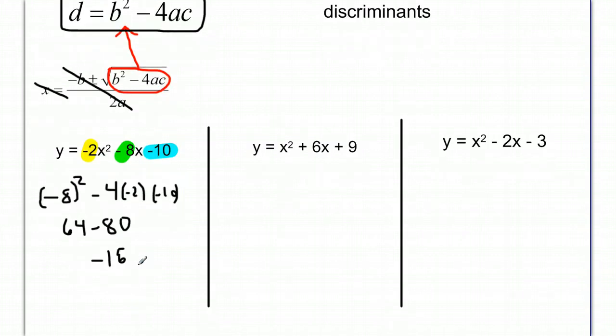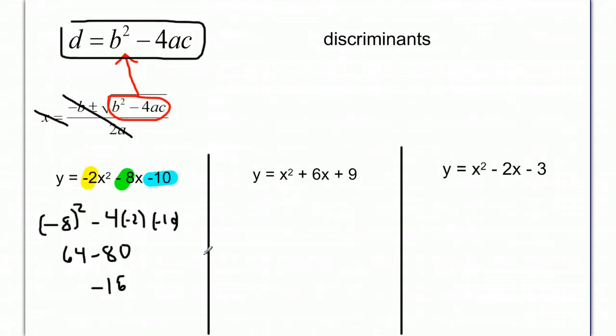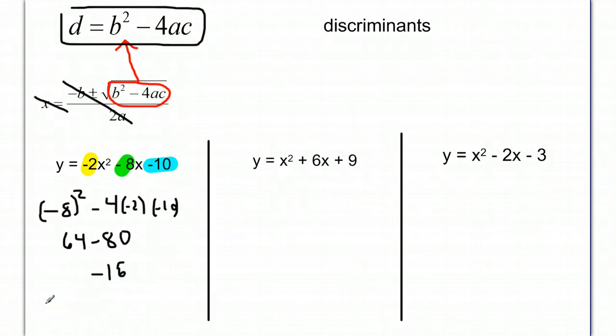Now, when you're looking for a discriminant, there's often a second part to it. It says, how many real solutions do you have? Well, this negative 16, if you put it in the quadratic formula, would end up under a square root. And you can't take the square root of negative numbers, so there are no real solutions. And that's how you would answer something like this. You have no real solutions.